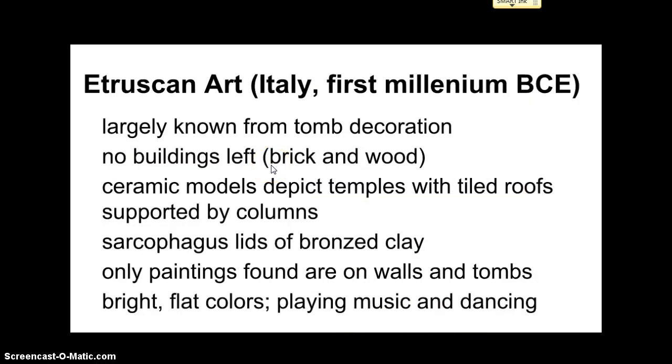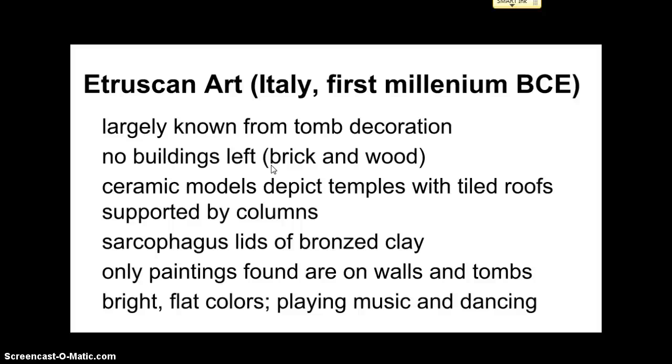All right, Etruscan art. This is Italian, 1st century BCE, largely known from tomb decoration. They had no buildings left because they were made of brick and wood, so perishables. Ceramic models, however, depicted temples that they had made with tiled roofs, supported again by columns. And they had sarcophagus lids. These are the lids that go on top of the coffin or tomb, and they were made of bronzed clay.